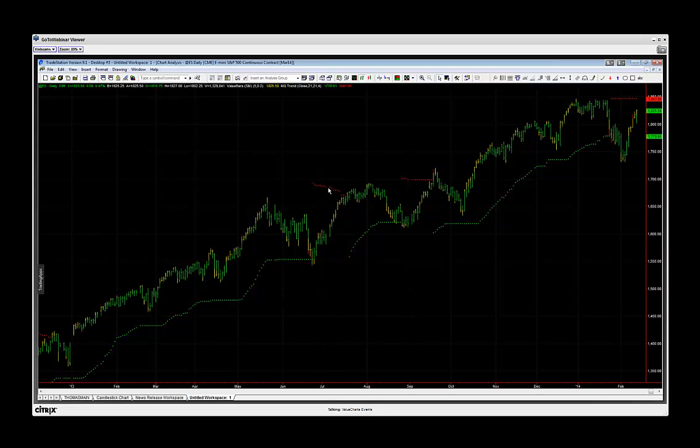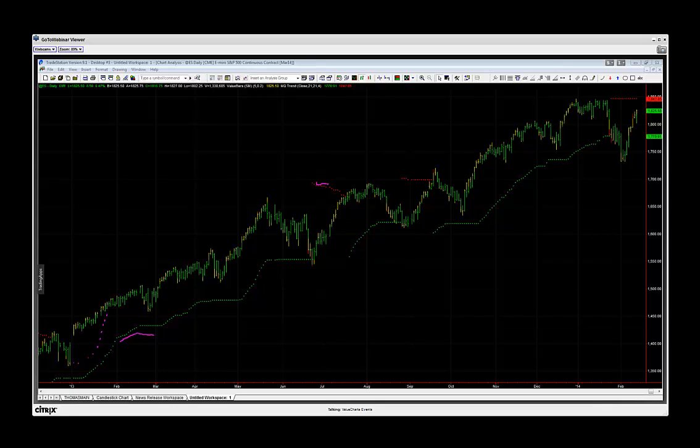Now, it looks similar to a parabolic SAR, and that's what a lot of people think it is. A parabolic has completely different logic, though. The way a parabolic will work is as price moves higher, the parabolic will accelerate towards price. The further away price gets, the faster the parabolic will accelerate towards it. This uses what's called chandelier logic, and what it's doing is it'll move at a set pace up or sideways, or down or sideways.